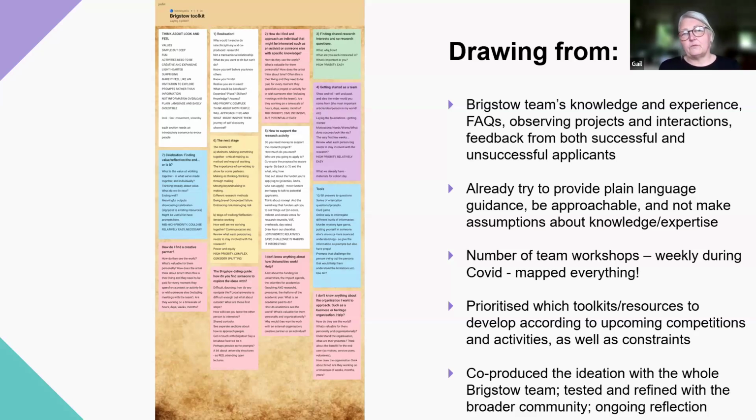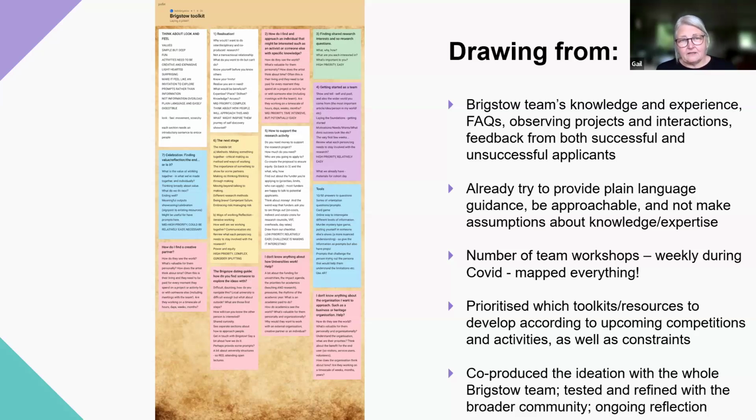So we talked about co-production, but actually we co-produced the whole ideation of the toolkits with the Brigstow team, but we then tested and refined with the broader community that included some of our recently awarded projects. And as I said before, we have this kind of process of ongoing reflection.